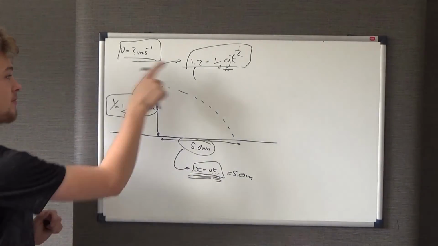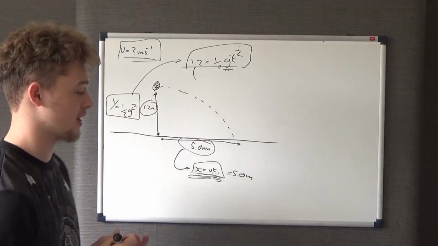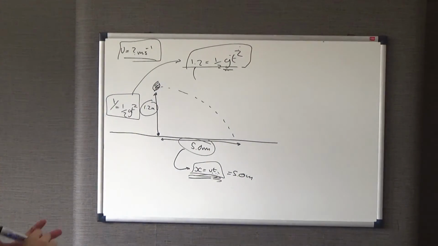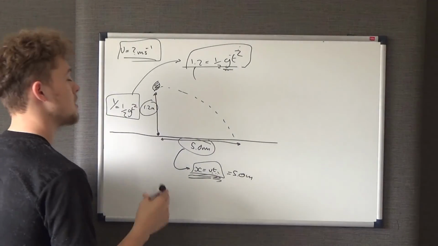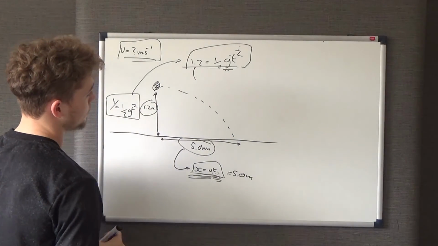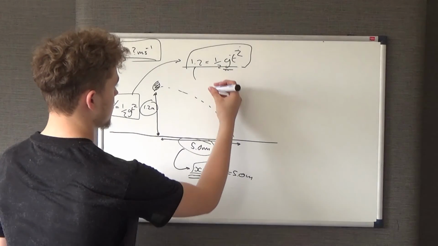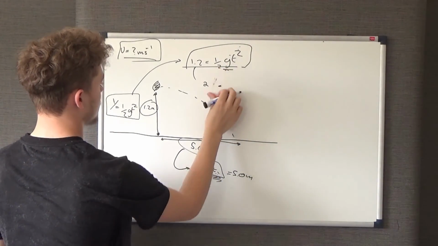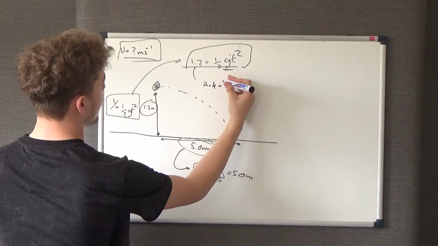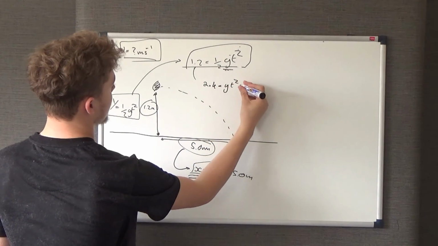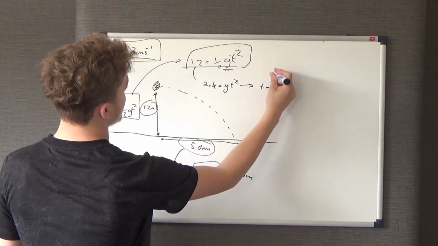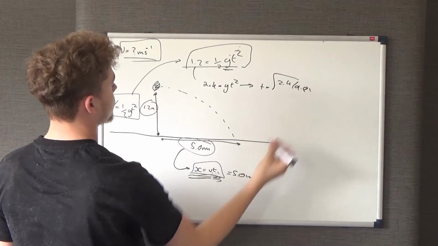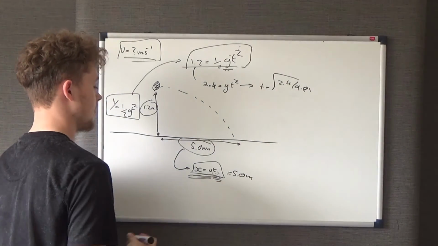Now, obviously when we square root we're going to get a positive and a negative answer, but you can't have a negative time, so it's going to be the positive answer. It's up to you how you rearrange this. What I would do is times both sides by 2, so you get 2.4 is equal to gt squared. Therefore t is equal to the square root of 2.4 over 9.81. That would give you a time.